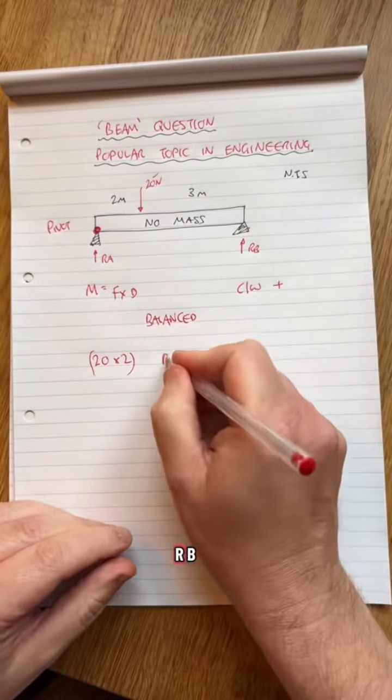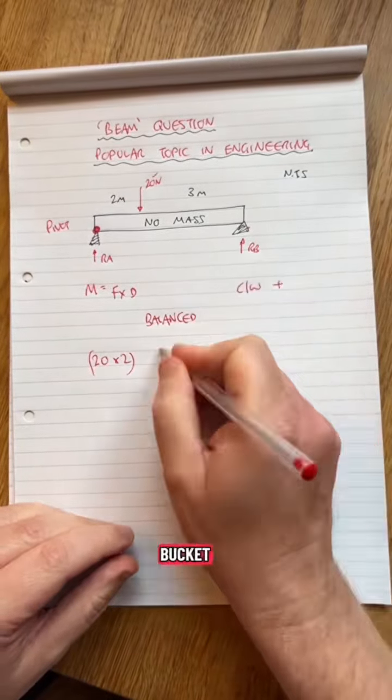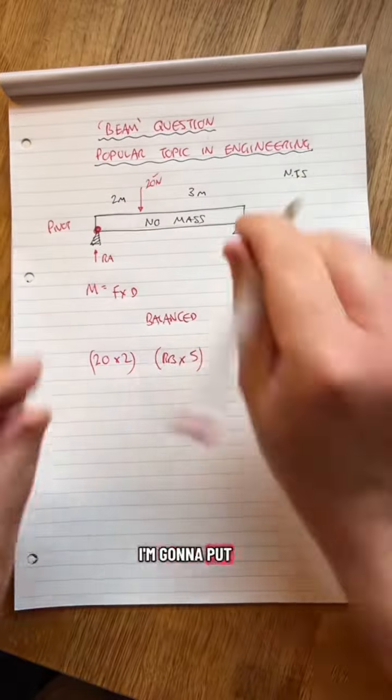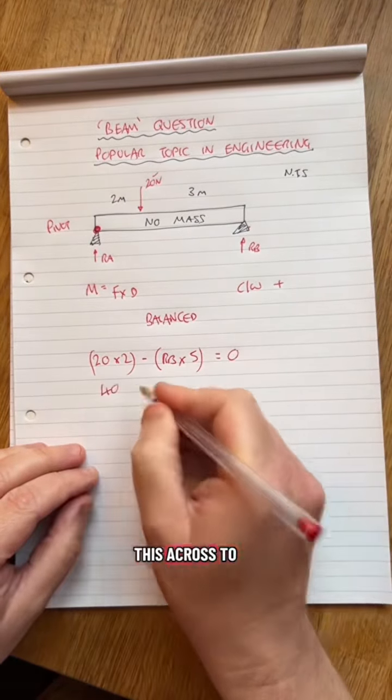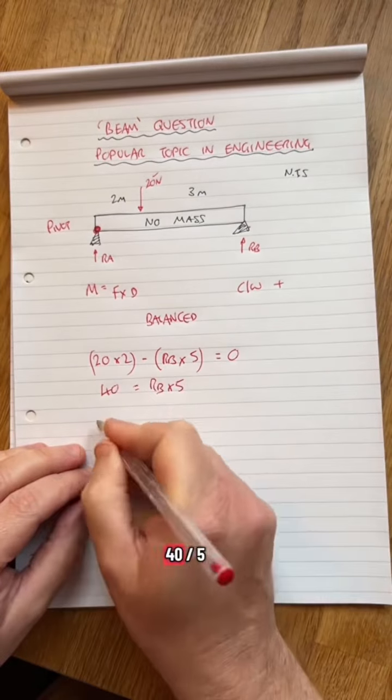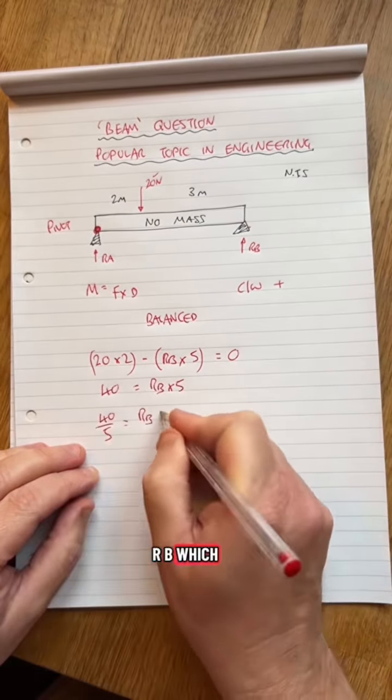I've got another force over here. RB times by how far is RB from here? 5. Bracket. Which way is it trying to go? If it could, it'll go anti-clockwise. I've got minus. The beam's in balance, so that's going to add up to 0. I'm assuming that's 40. And move this across to make it positive. RB times by 5.